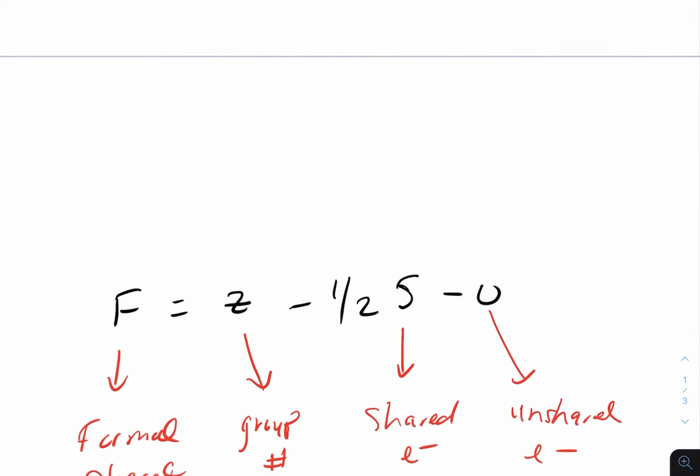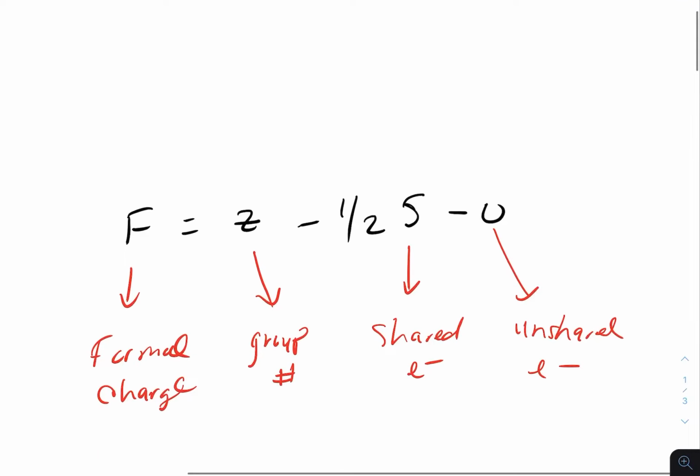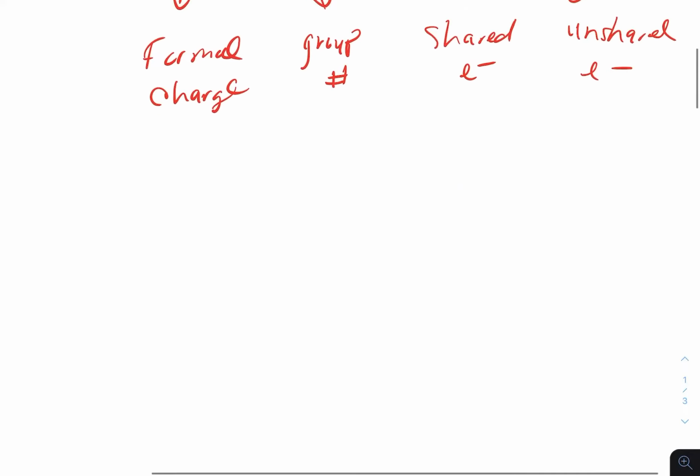is this. It's F, which is formal charge, is equal to Z minus 1/2 S minus U. Now, there's an easier formula that I will be teaching you in this video, and it's easier to remember, I think. So let's do that real quick. And that formula is F is equal to valence electrons minus the sum of bonds plus dots. You heard that correctly, dots.